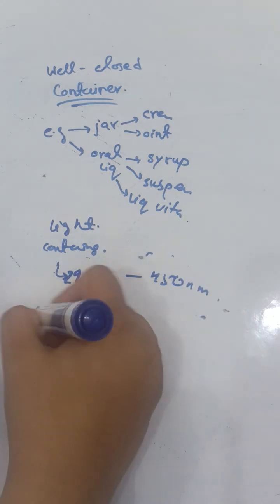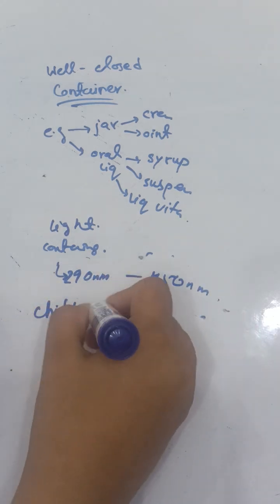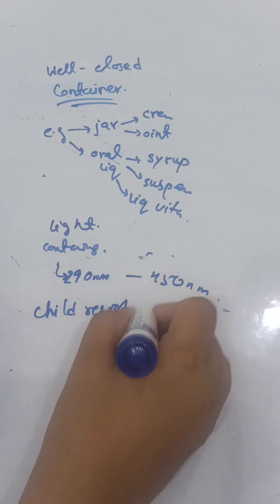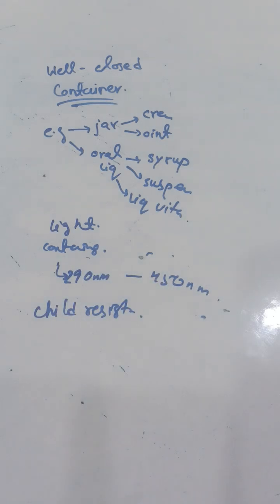Some are child resistance containers, so they are specifically designed so that a child should not open it, but a mature person can open it. Actually the adult can open it by pressing it a little down, but the child, he or she can rotate it, but he or she cannot open it.